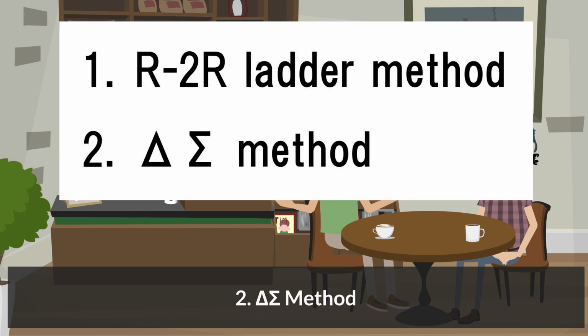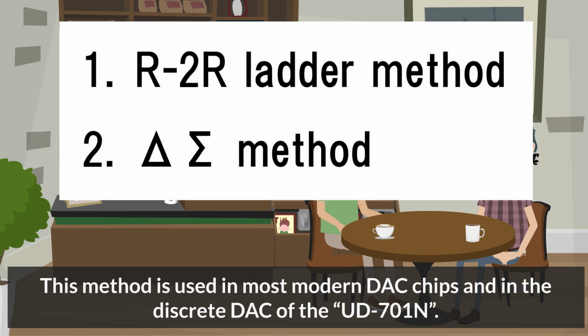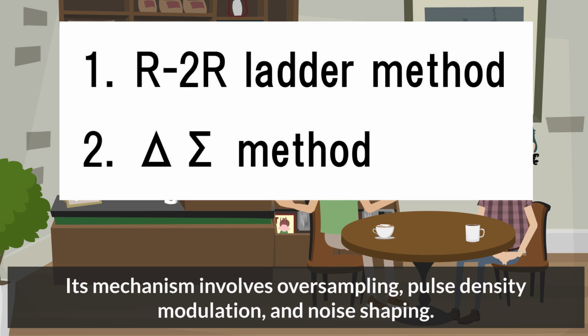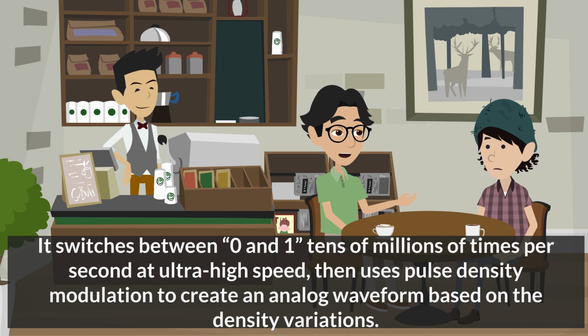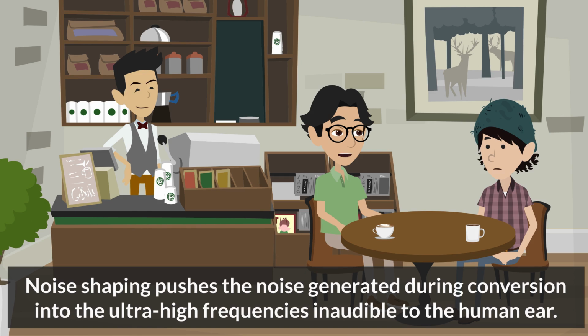Second, delta sigma method. This method is used in most modern DAC chips and in the discrete DAC of the UD-701N. Its mechanism involves oversampling, pulse density modulation, and noise shaping. Oversampling drastically increases the sampling rate, the speed along the time axis, in exchange for reducing the number of data bits. It switches between 0 and 1 tens of millions of times per second at ultra-high speed, then uses pulse density modulation to create an analog waveform based on the density variations. Noise shaping pushes the noise generated during conversion into the ultra-high frequencies inaudible to the human ear.